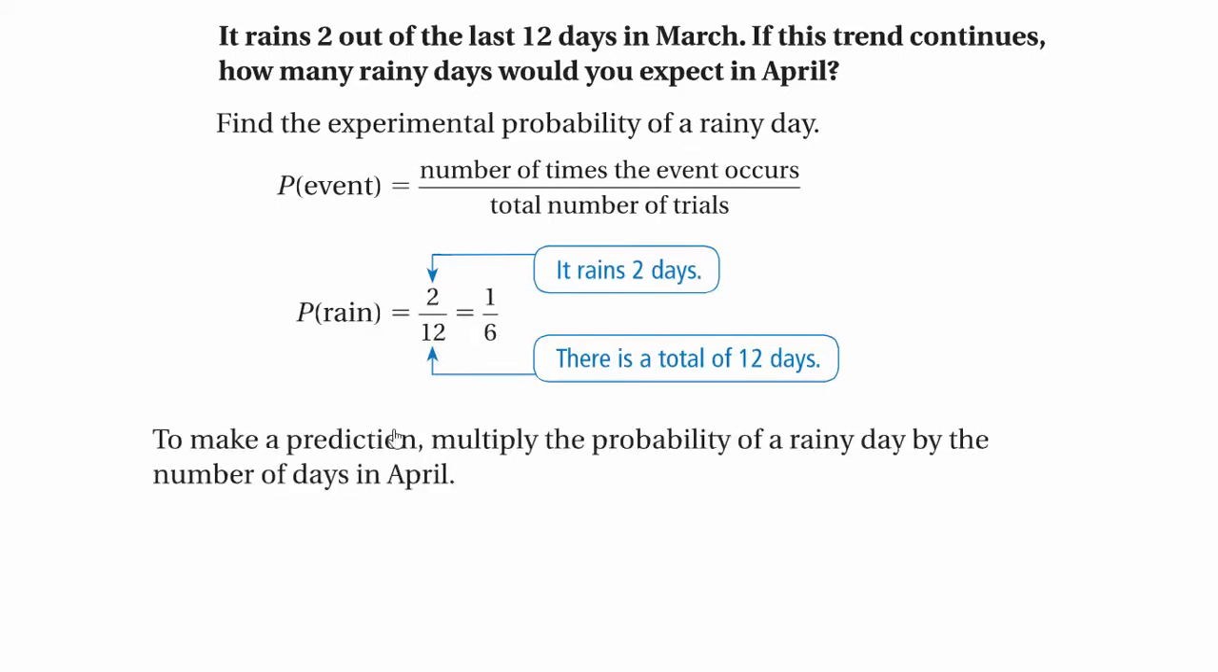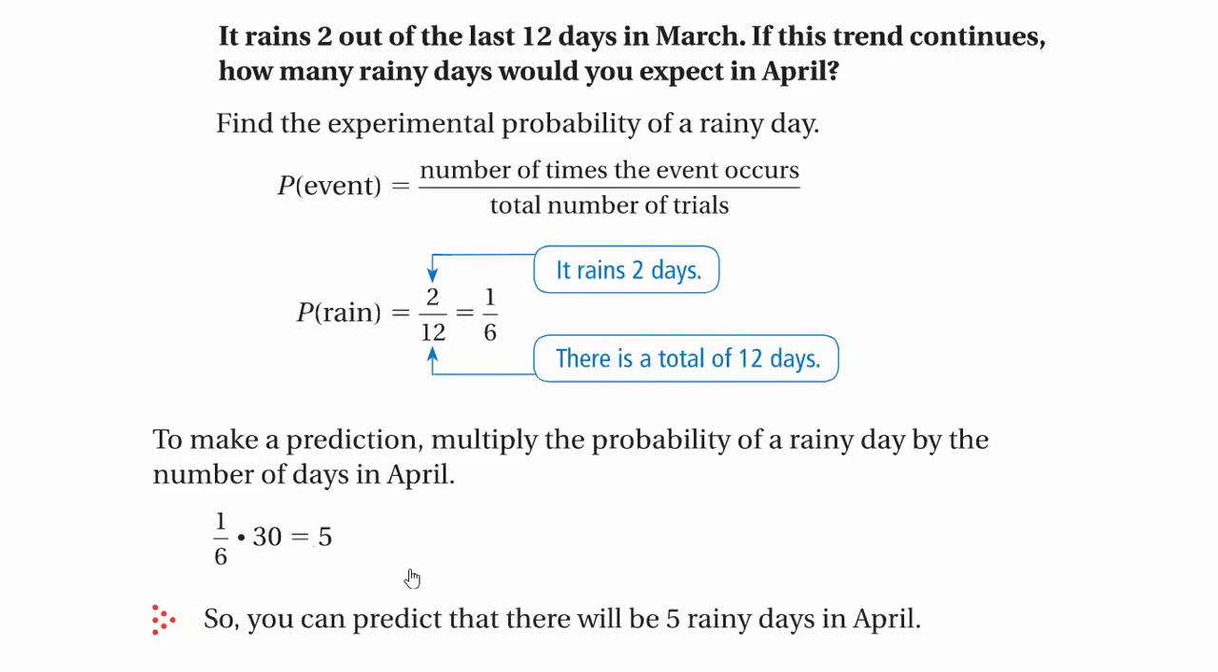We want to know about April. To make a prediction, you multiply the probability of a rainy day by the number of days in April. So it's 1/6 of 30 days, September, April, June, and November. So April is 30, and then you'll get 5. So I think there'll be 5 rainy days in April. So you can make a prediction based on probability that you can find.